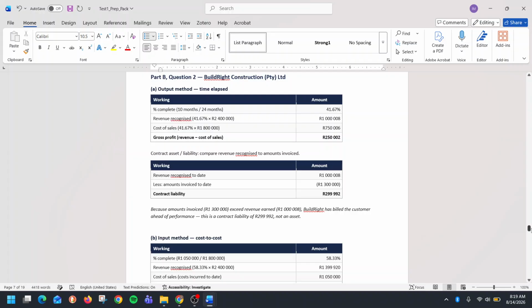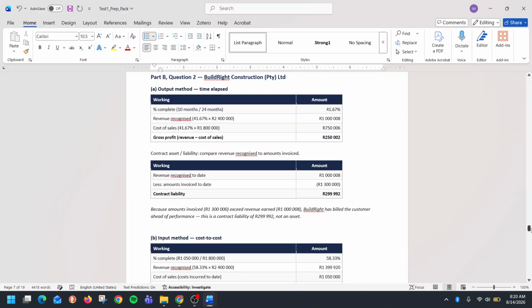And then now we go on. I want you guys to remember, we talked about the months within the 2025 period. Now, the total amount of time for the contract is 24 months. Remember, from the 1st of March 2025 to the 28th of February 2027, that is the full 24 months. Now we need to know. They said that we are supposed to use the output method based on the time elapsed. Okay, how are we going to do this? The time elapsed is 10 months out of the 24.